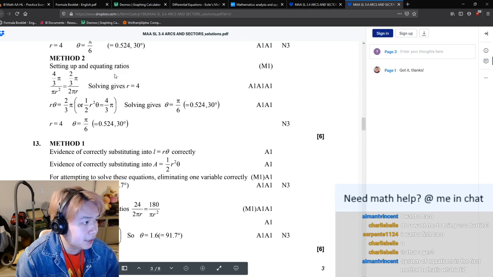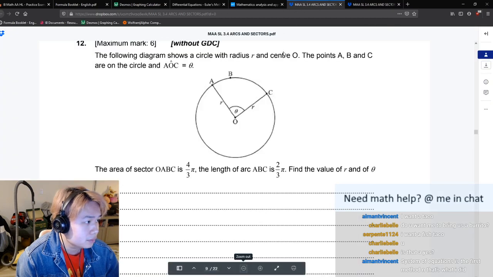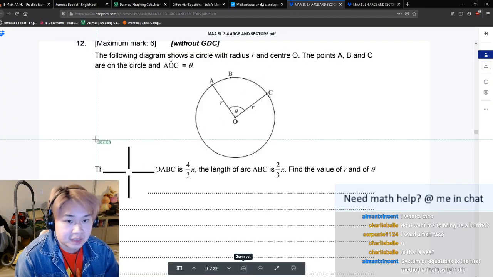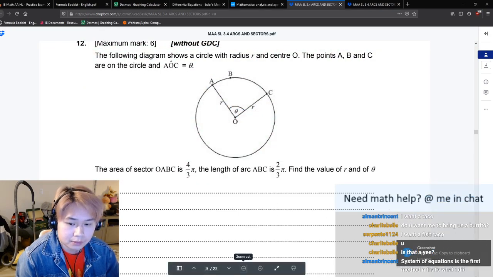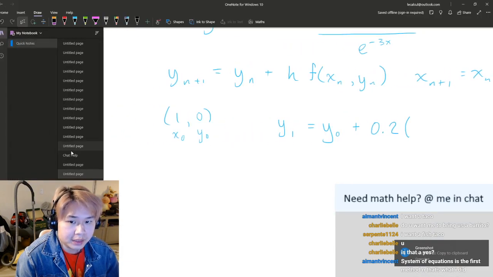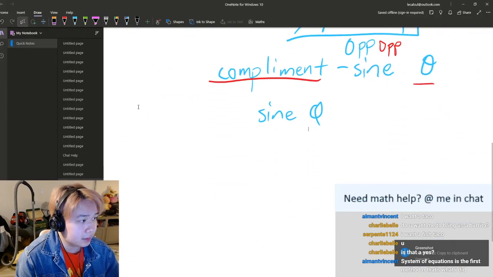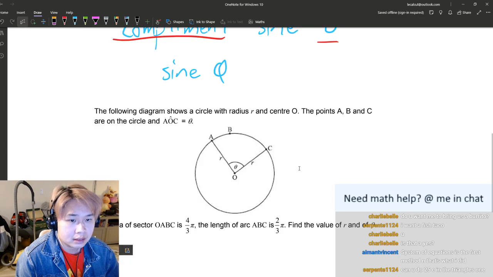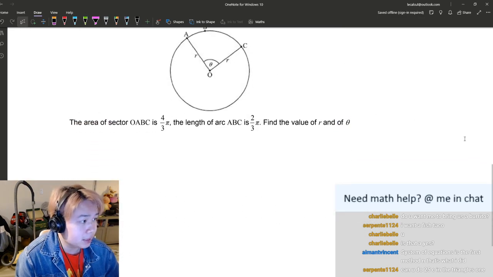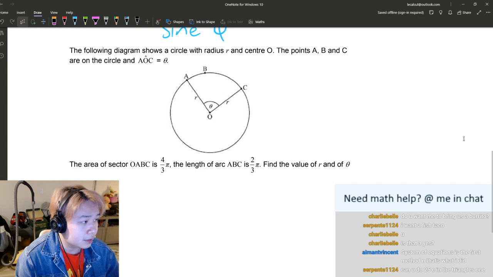Okay, setting up and equating ratios. So I would not expect anyone to do it this way. But because radians are so useful, because we can think of areas as ratios of angles and things like that, we can do the same thing, right? Finding ratios of areas and ratios of arcs.